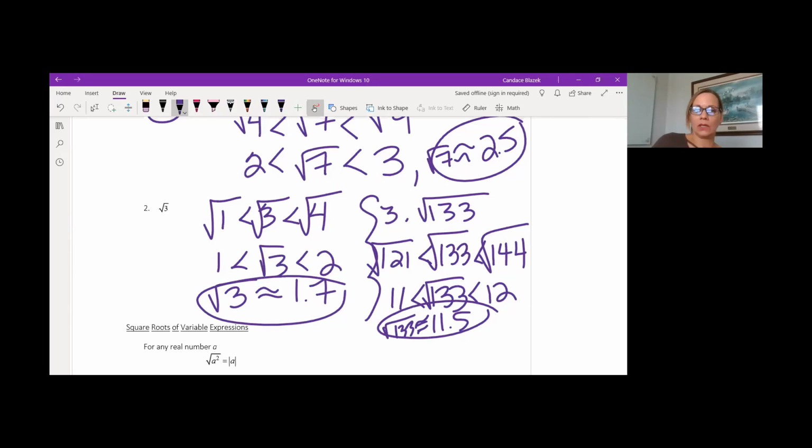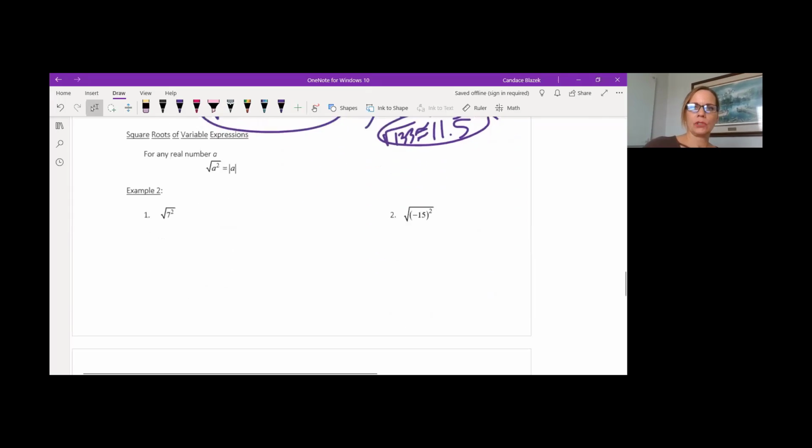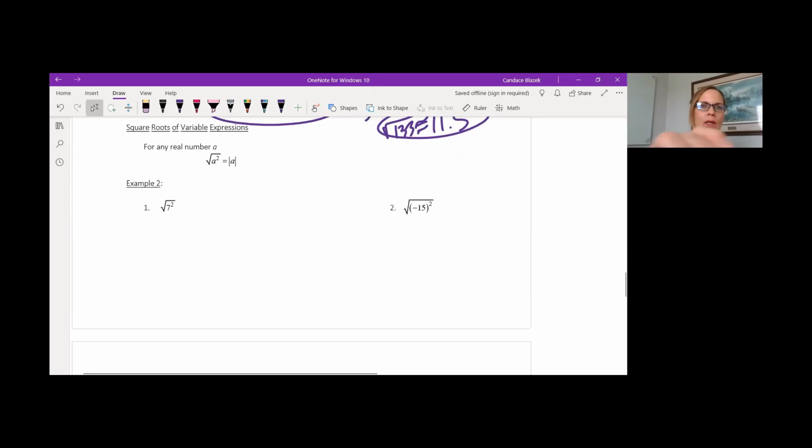All right, so let's go ahead and take a look at a property that we really only use for this section in the book, but it is really good to know. And that's when we use variables with square roots or variables with perfect squares. And well, let's just go ahead and read it. It's the square root of variable expressions.